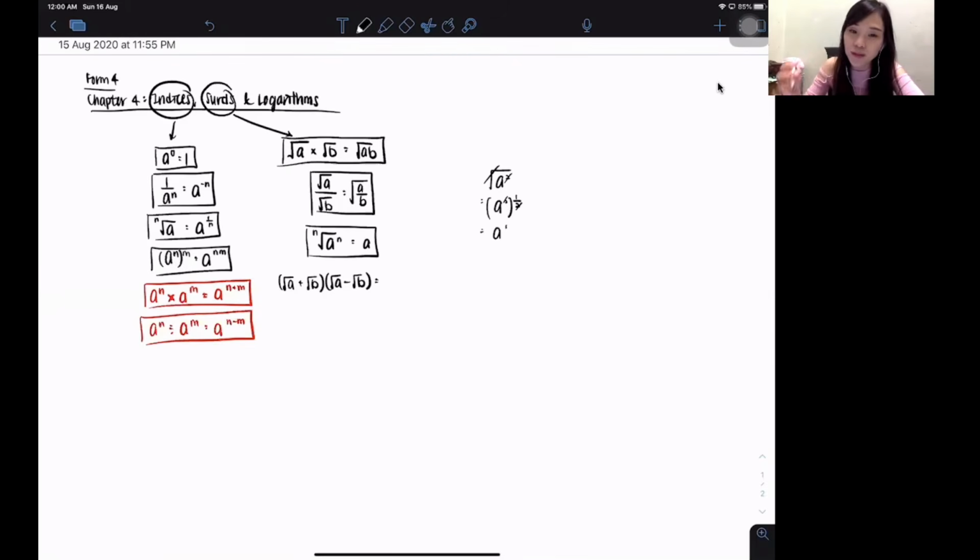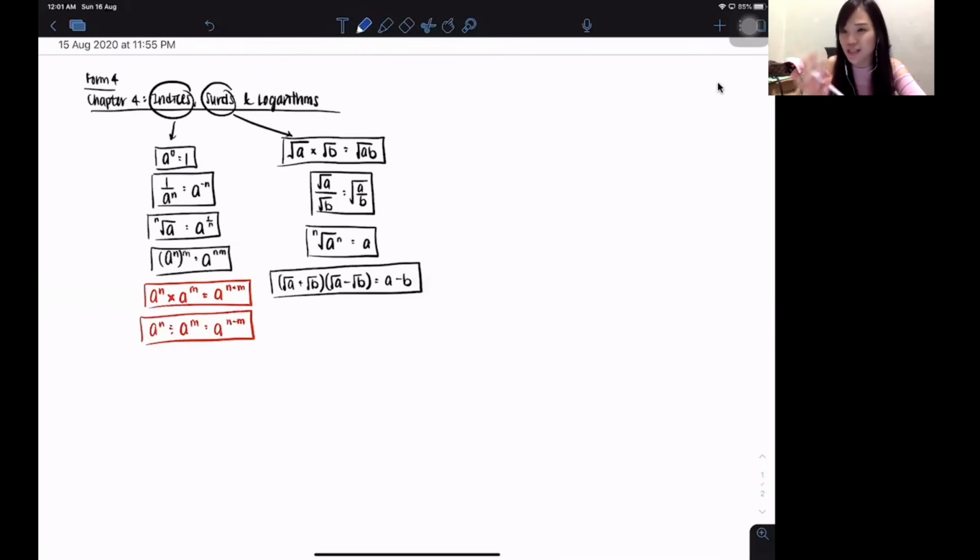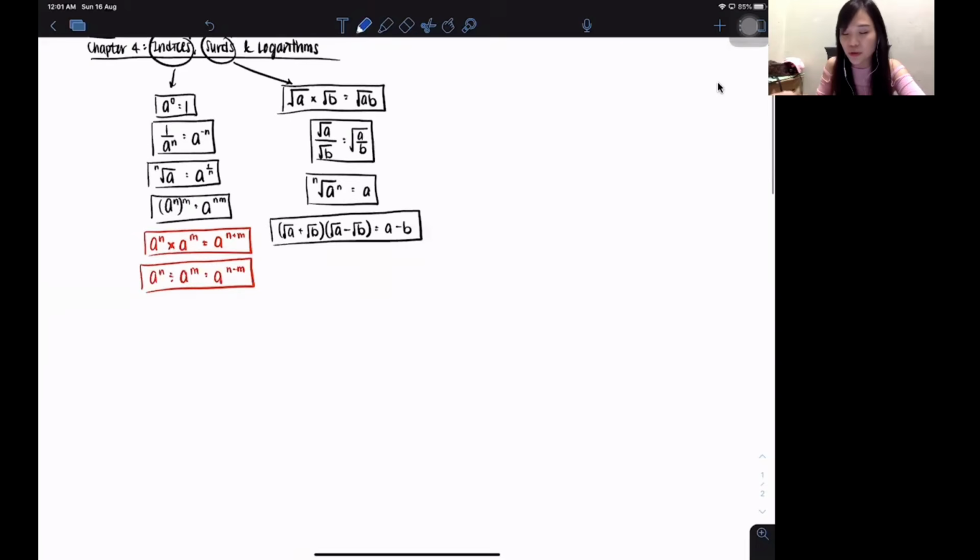So square root A plus square root B times square root A minus square root B will actually be equivalent to A minus B. Then maybe you will tell me, but teacher, what if I cannot memorize this, then what can I do? If you couldn't memorize, actually it's still fine. You know why? Because you can actually expand it yourself, just a bit slow, but definitely you can still get the same answer.